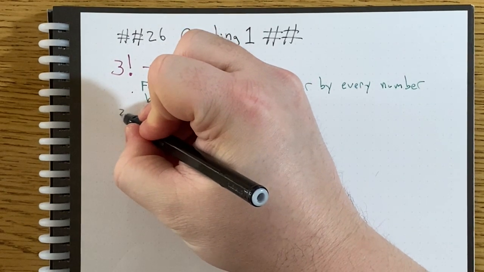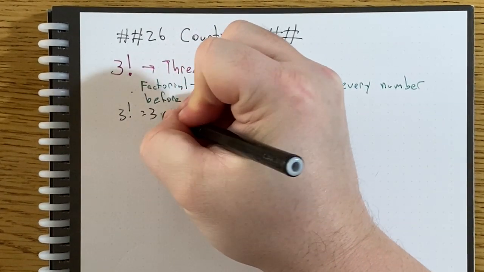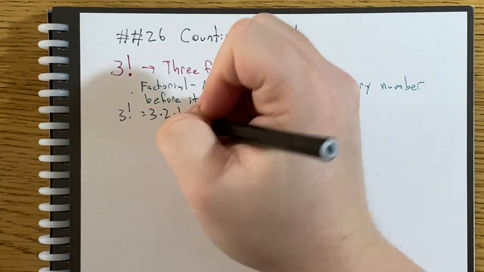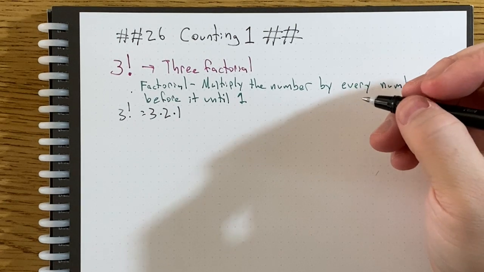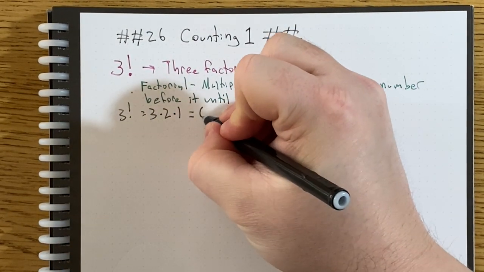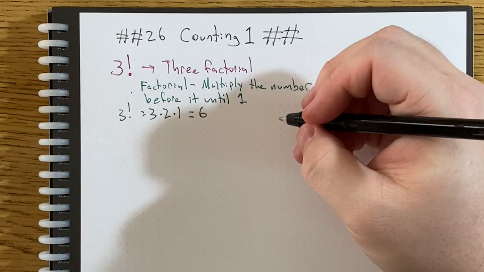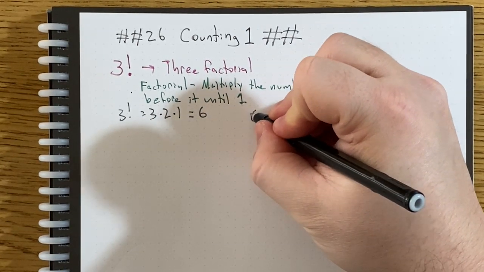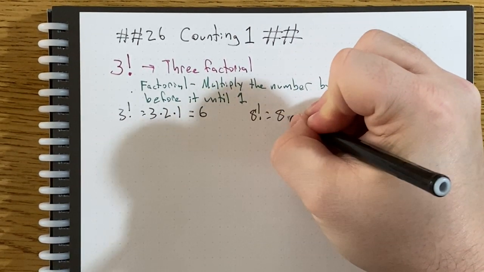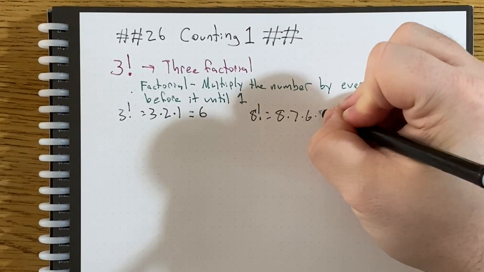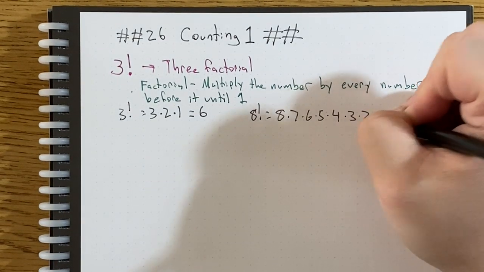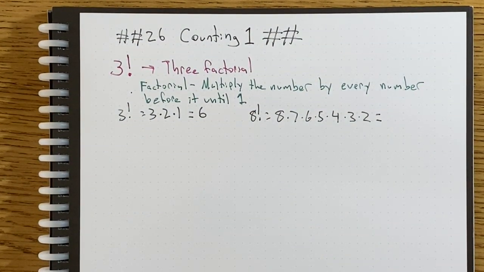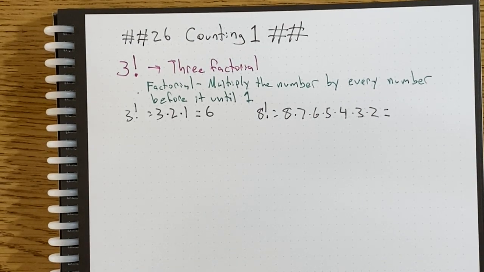So 3 factorial equals 3 times 2 times 1. You can put the 1 there if you want. You don't have to because anything times 1 is itself. So 3 factorial simply is 6. If I asked you what is 8 factorial, that would be 8 times 7 times 6 times 5 times 4 times 3 times 2 times 1, which is 40,320.